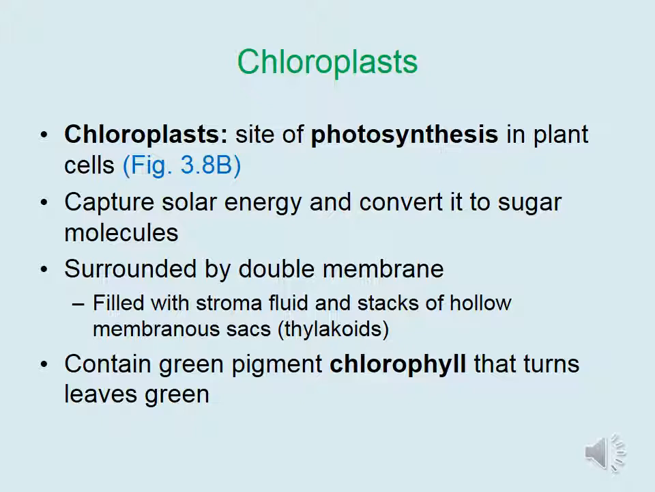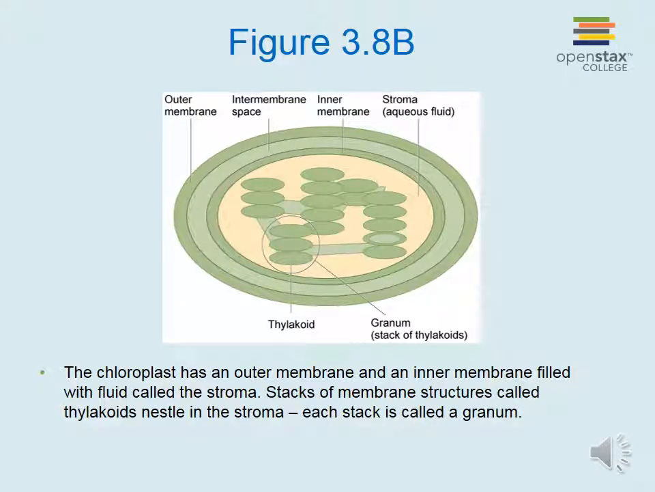Chloroplasts are surrounded by a double membrane and are filled with a thick fluid called stroma, in which stacks of hollow membranous sacs called thylakoids reside. Chloroplasts also contain the green pigment chlorophyll that gives leaves their green appearance. The chloroplast has an outer membrane and an inner membrane filled with a fluid called the stroma. Stacks of membrane structures called thylakoids nestle in the stroma. Each stack is called a granum.